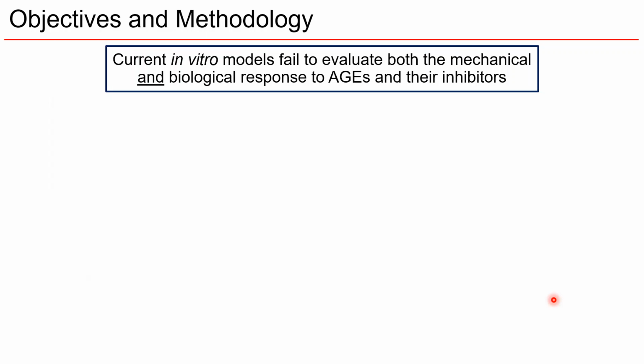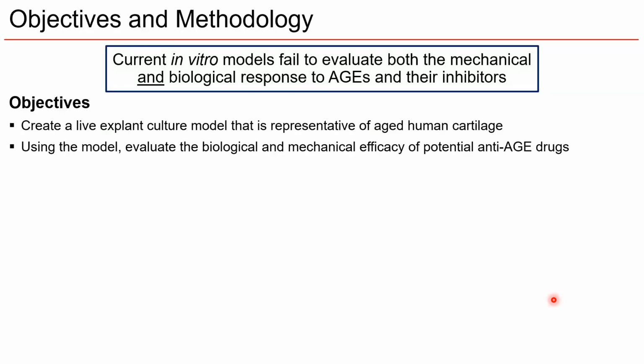and their inhibitors. Previous chondrocyte-based studies have failed to capture matrix cross-linking, while cartilage explant studies have utilized high sugar concentrations, which result in complete cell death. Thus, we sought out to create a live explant culture model that is representative of aged human cartilage that could be used to assess the anti-AGE properties of potential inhibitors.